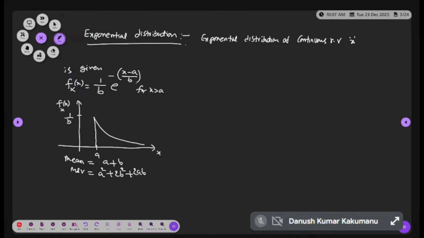Now you can guess the variance. Tell me, what is the variance? Now you can guess the variance easily, all of you. Once you know the mean squared value, then what is the variance? What is the answer?